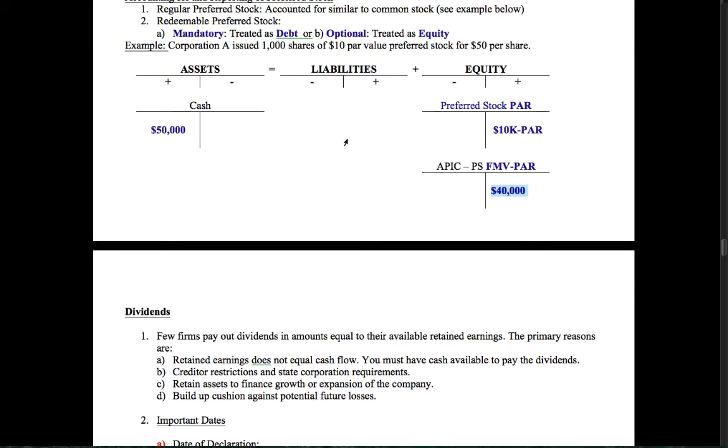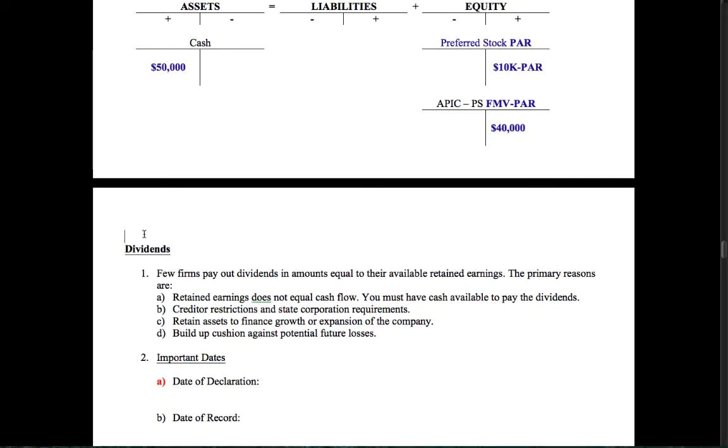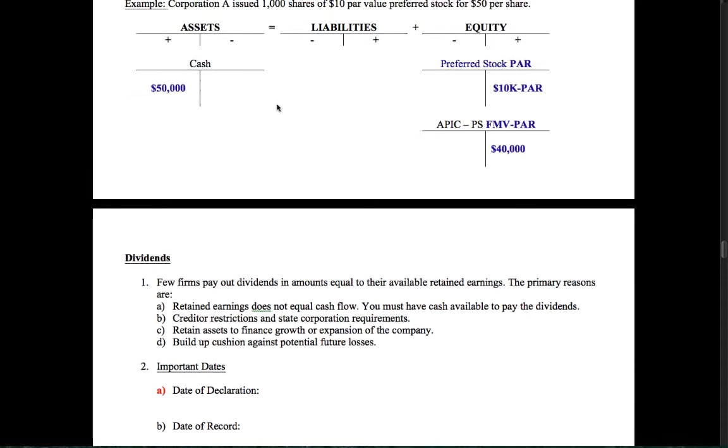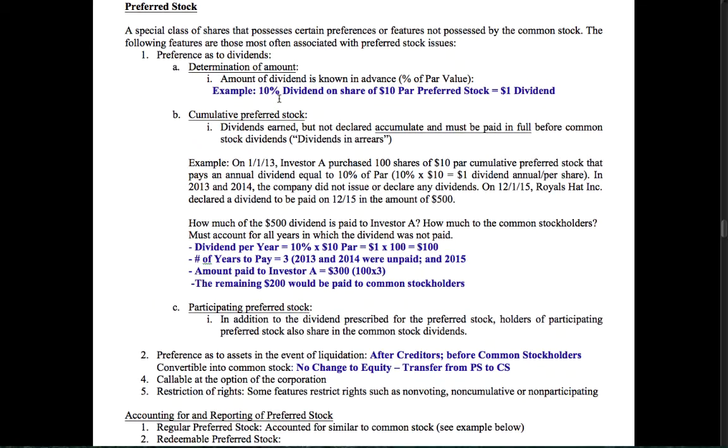That is a key thing to take away from this section, and will apply to a lot of the examples and problems that you may see on a homework assignment, a quiz, or the exam. That is it for preferred stock. As you can see, there's not a lot to preferred stock. The accounting for it is very similar to common stock, but before we move on to dividends, I just want to echo again a few of the key things that we just discussed.